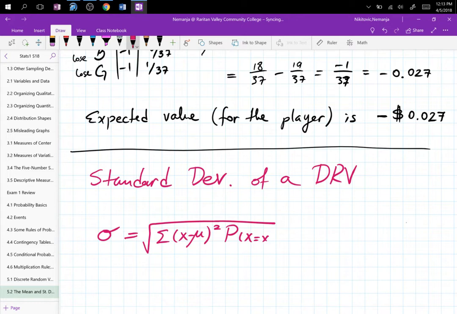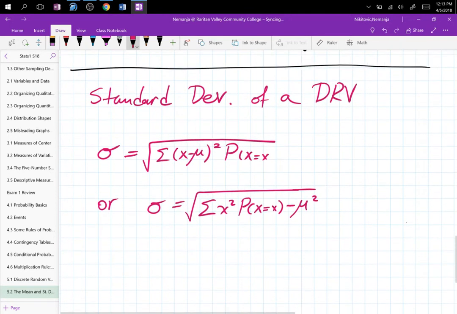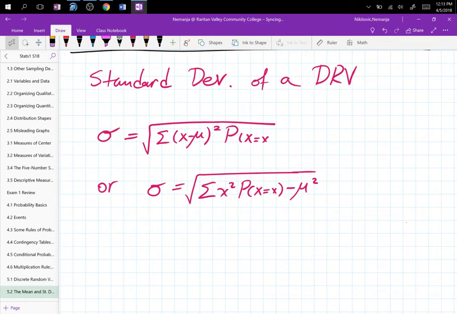Or, you know, they like to have two different formulas for the same thing. For standard deviation, the square root of the summation of all x squared times the probability, minus mu squared. So that will be the standard deviation. Again, standard deviation measures the spread.